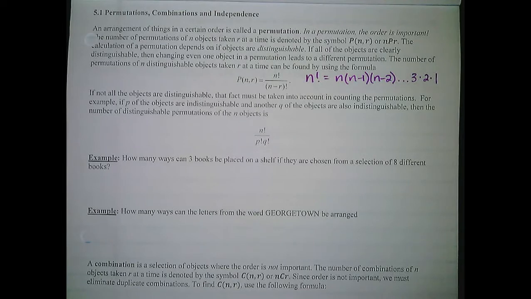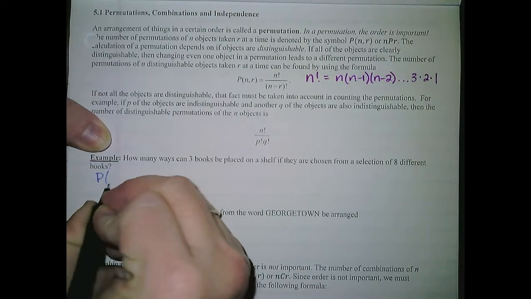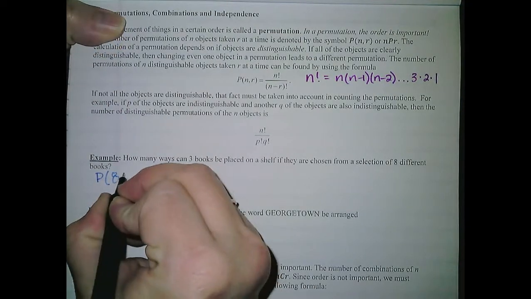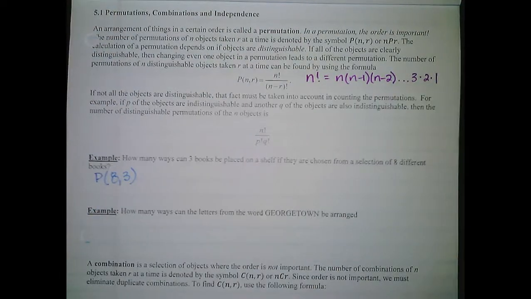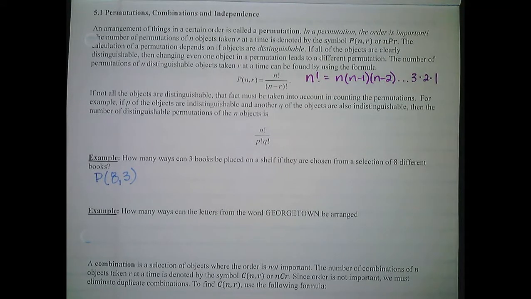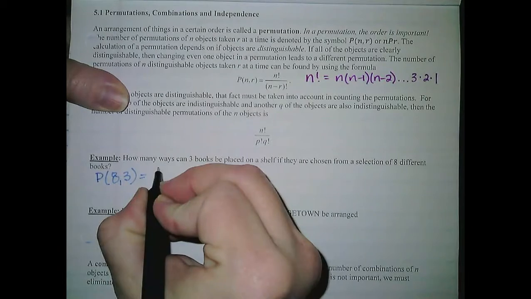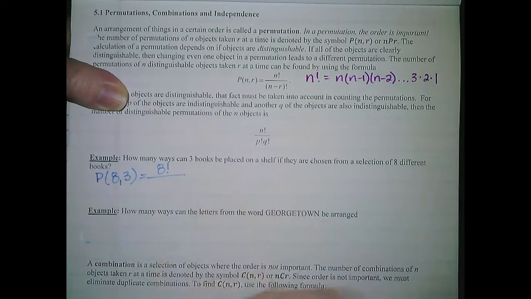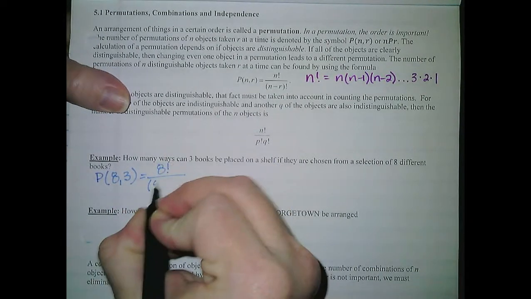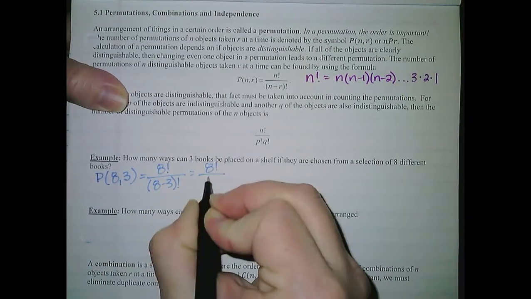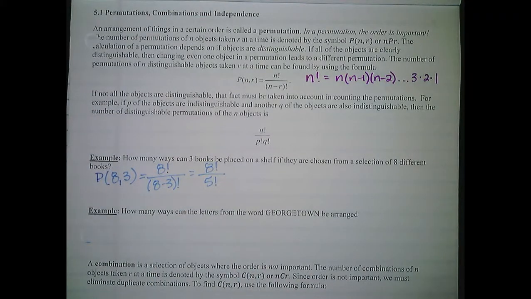So we are doing a permutation. We are looking at 8 distinguishable objects, and we are going to pick 3 of those 8 objects. And we want to know, again, how many different ways could we arrange those 3 out of 8 objects. Well, according to our formula, that would be 8 factorial divided by 8 minus 3 factorial, or 8 factorial divided by 5 factorial if we simplify.